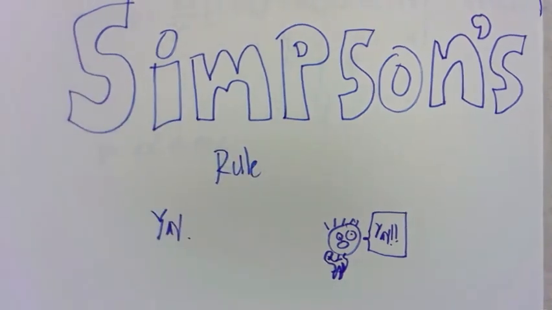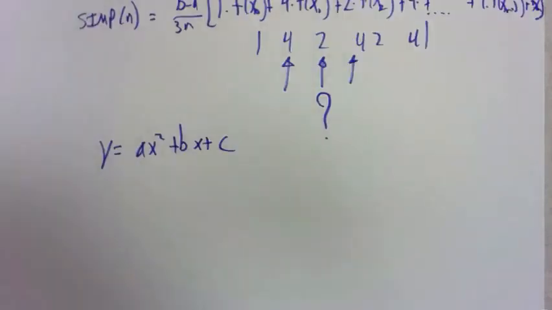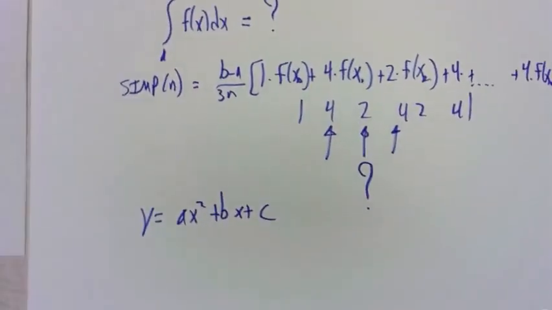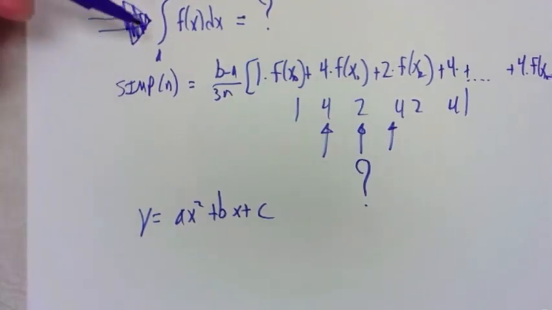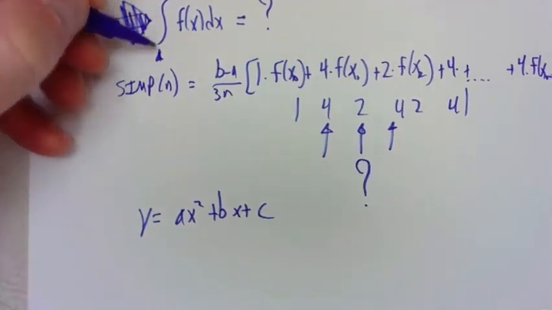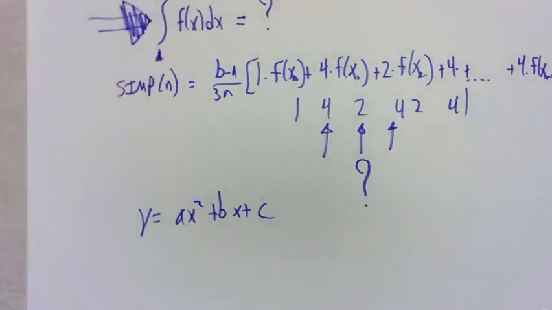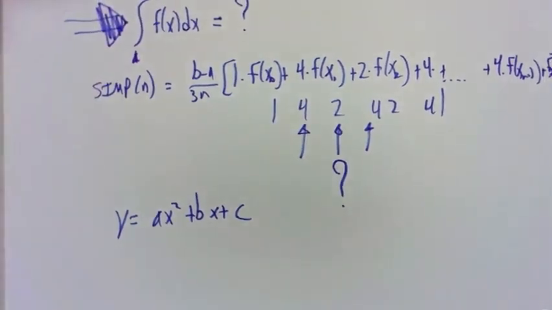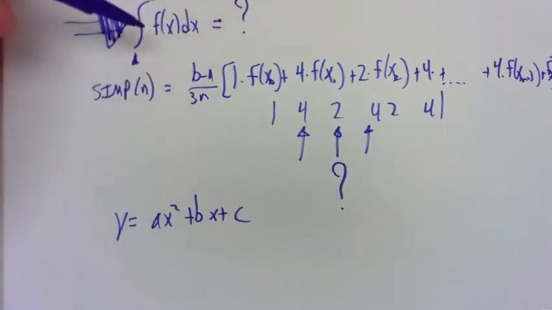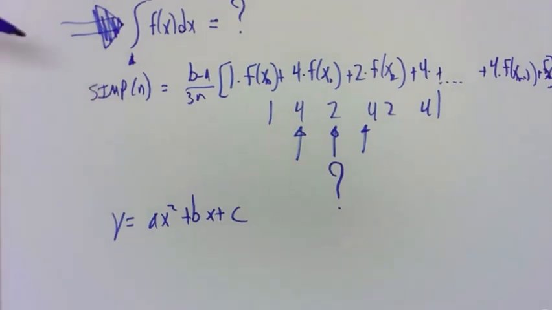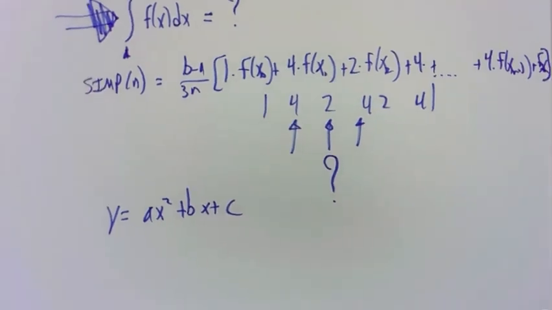As you remember, Simpson's rule is a method of numeric integration that will allow us to approximate a definite integral on some interval a to b of some function. Now, we would use this if maybe we can't find the antiderivative of the function, or maybe we were provided data in a table. So this is a good way to use a method of numeric integration, Simpson's rule.